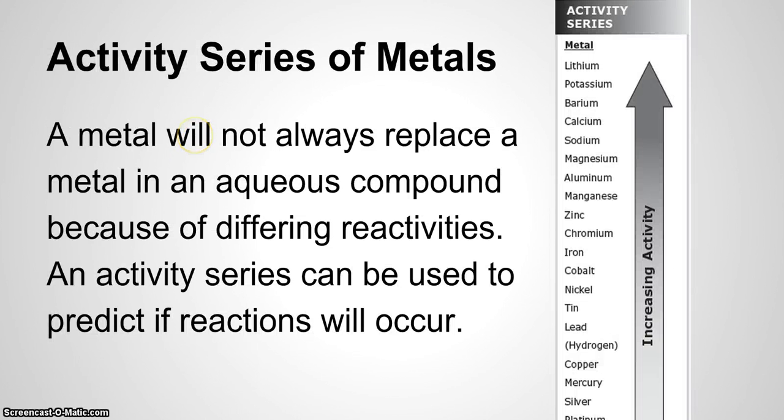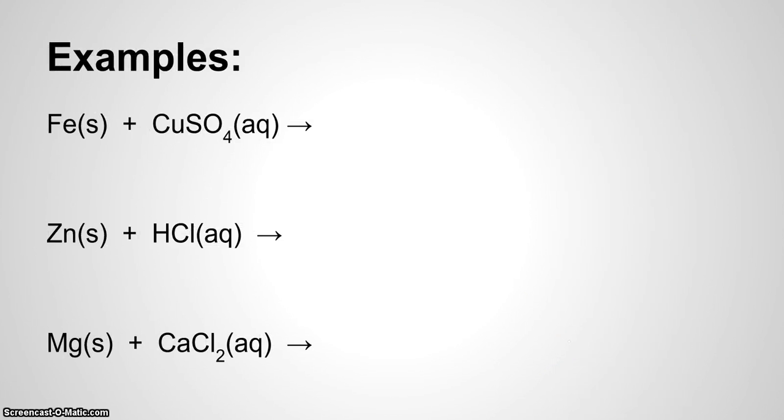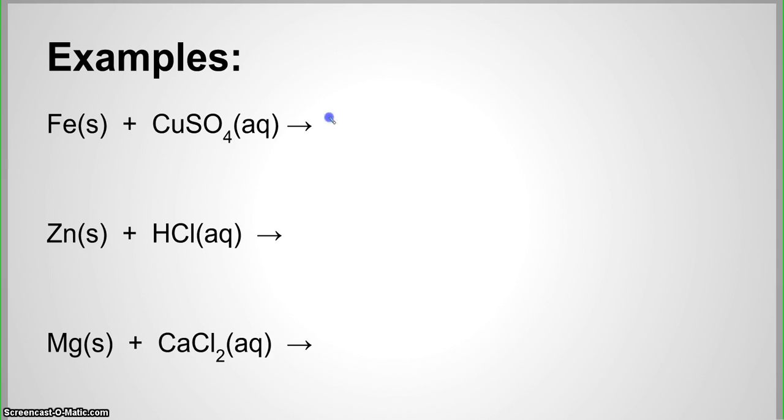So if we look at our activity series, we find iron, it's right here. We find copper, it's way down here. So yes, iron will replace copper. Iron is more reactive than copper. Now we want to figure out what our products are going to be. If iron is going to replace copper, then we know for sure that solid copper is going to be one of our products because it's getting kicked out of the compound. So solid copper is going to be produced.